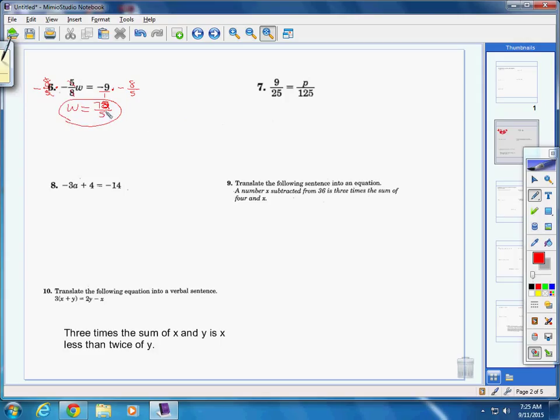If you'd like to, you can check this. For time's sake, I'm not going to do that for you. All you do is plug it in for W, do some multiplication, and this left side should reduce to -9.